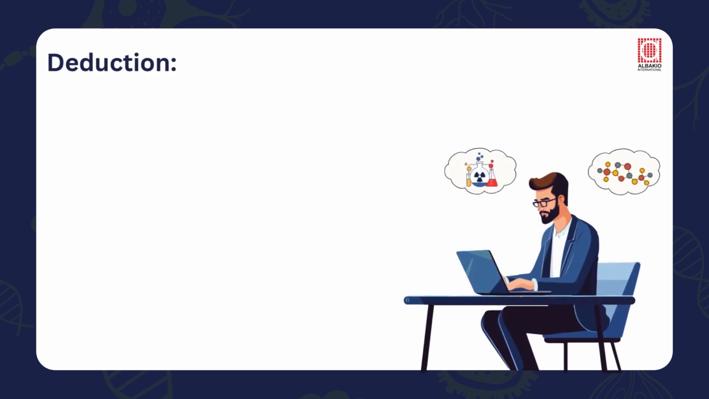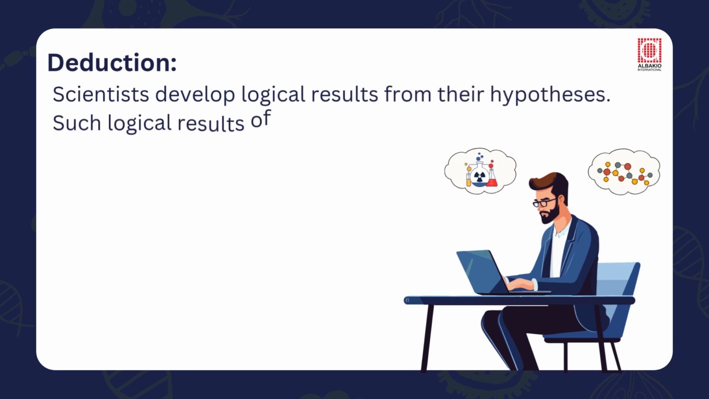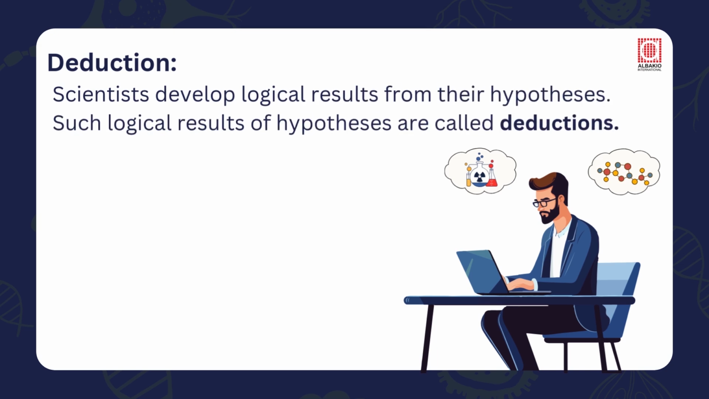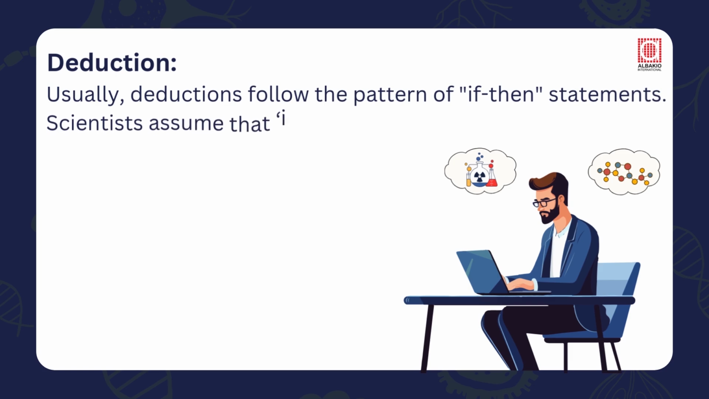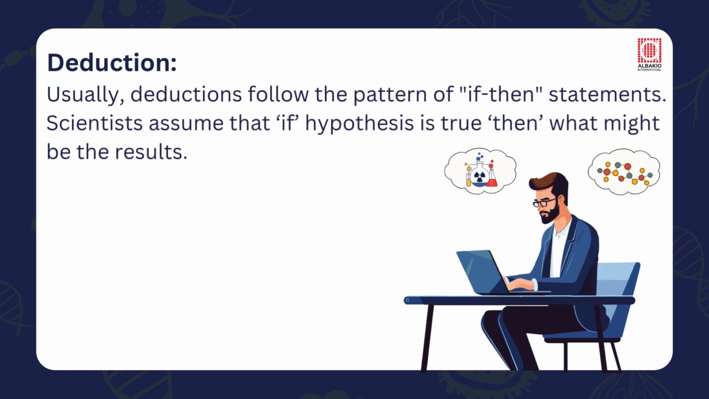Deduction. Scientists develop logical results from their hypothesis. Such logical results of hypotheses are called deductions. Usually, deductions follow the pattern of if-then statements. Scientists assume that if the hypothesis is true, then what might be the results?